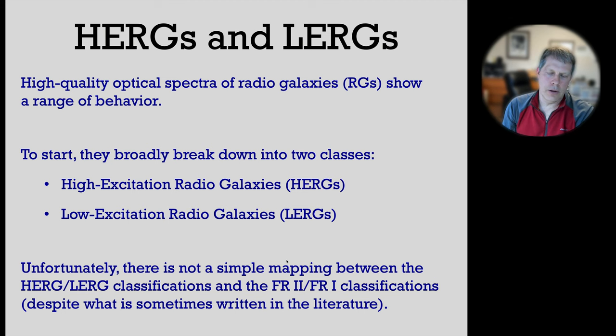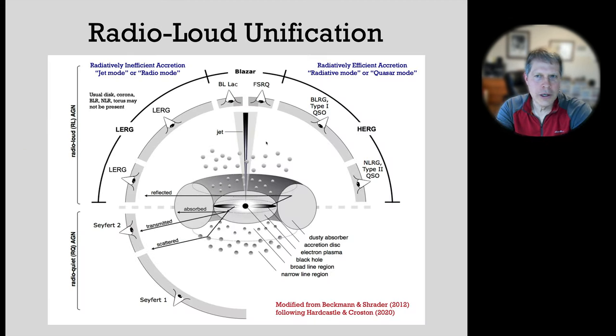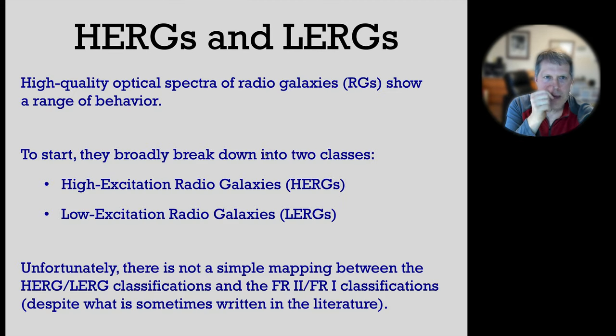Okay, so let's start with these hergs and lurgs that are labeled here and here. What's going on with that? Well, people have obtained high-quality optical spectra of many radio galaxies, and these show a range of behavior. To start with, just broadly speaking, they break down into two overall classes. There are the so-called high-excitation radio galaxies, or hergs, and there are the low-excitation radio galaxies, or lurgs.